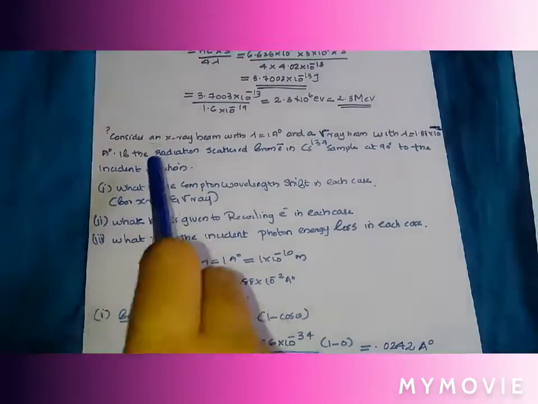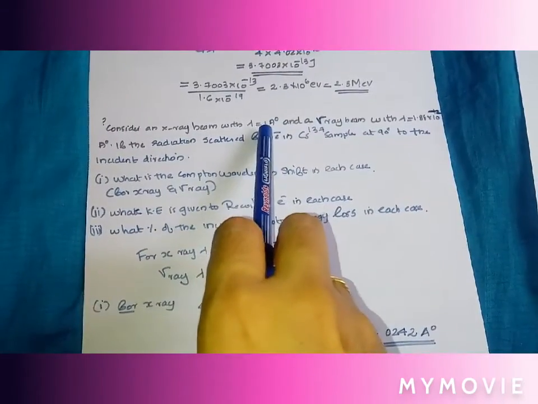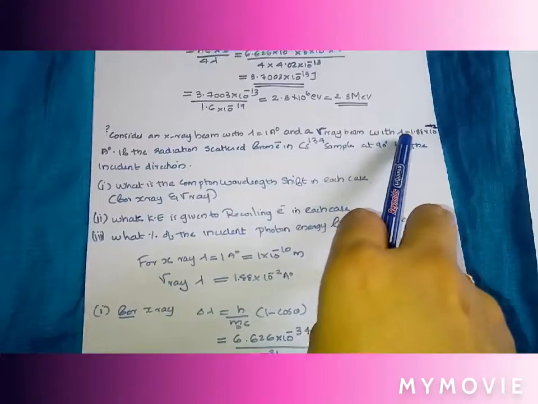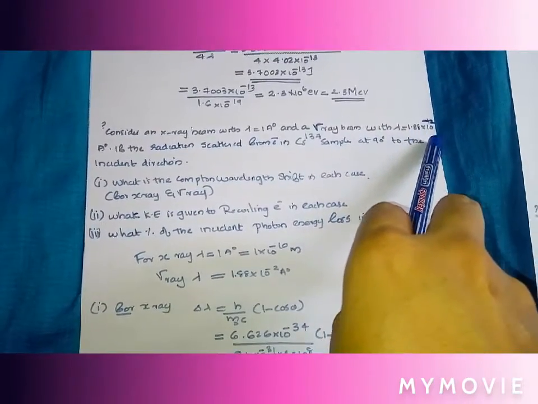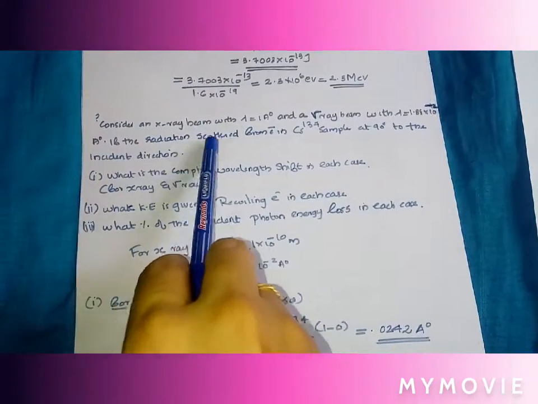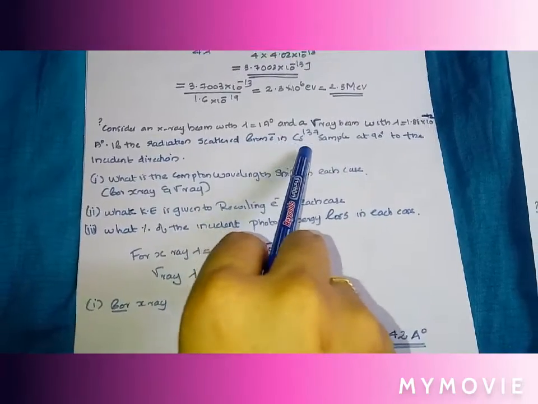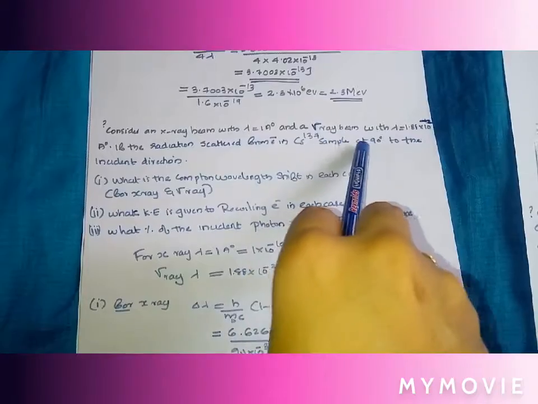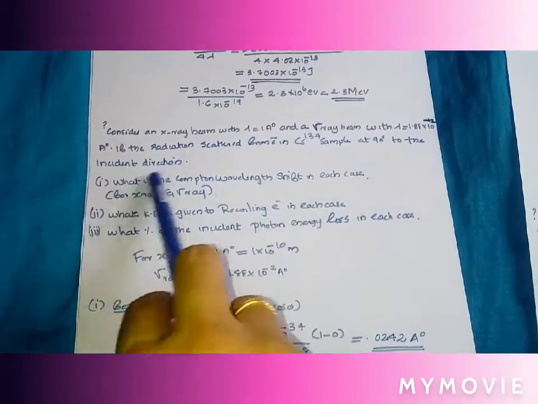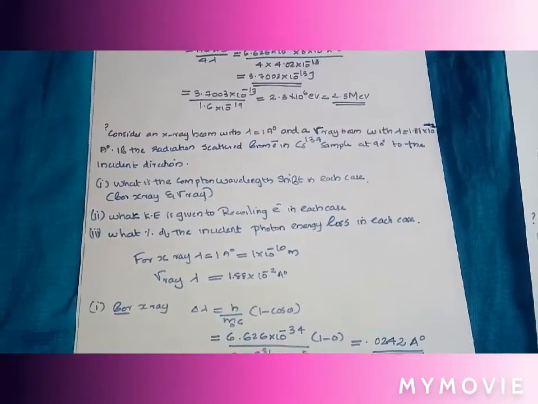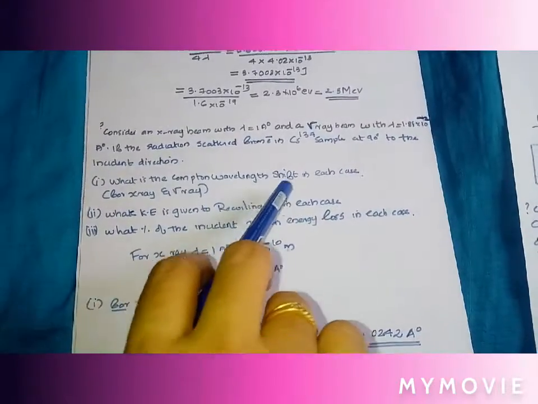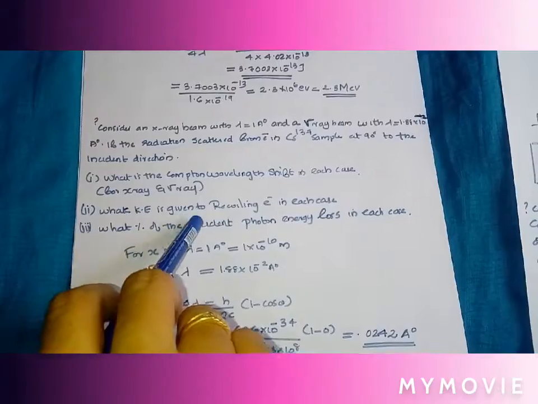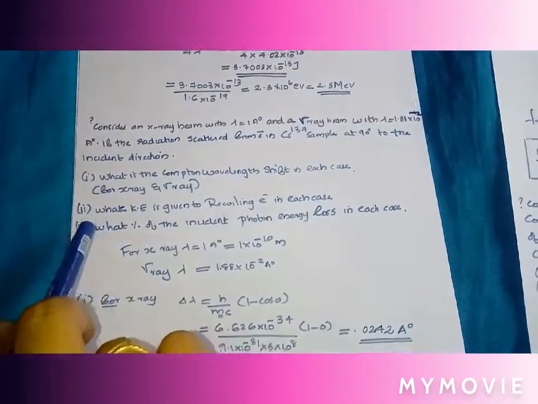Next we go to the next question. Consider an X-ray beam with a wavelength of 1 angstrom and a gamma ray with a wavelength of 1.88 into 10 raised to minus 2 angstrom. The radiation is scattered from an electron in a cesium-137 sample at 90 degrees to the incident direction. First, what is the Compton wavelength shift in each case, for X-ray and gamma ray? What kinetic energy is given to the recoiling electron in each case?